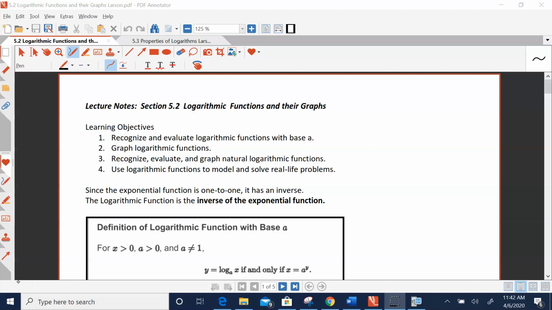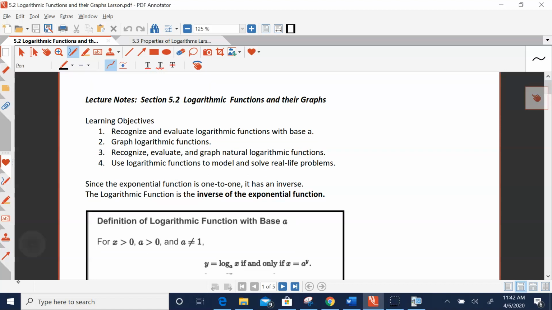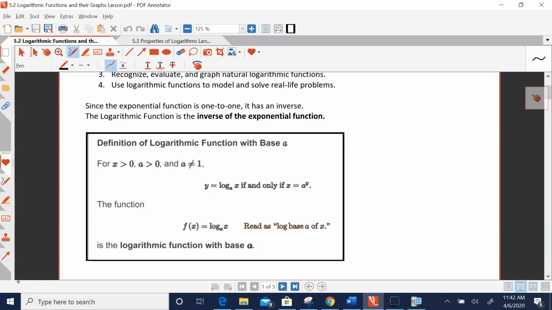So here is where the logarithmic function comes from. It's the inverse of the exponential function. Remember, when we had an exponential function, it was y equal a to the x. If I were to try and find the inverse of this function, remembering the steps we did back in, I think it was Chapter 2, to find an inverse we would swap out the x's and the y's, and then try to solve for y.